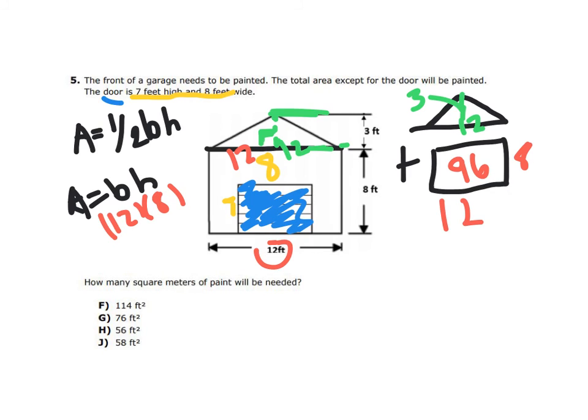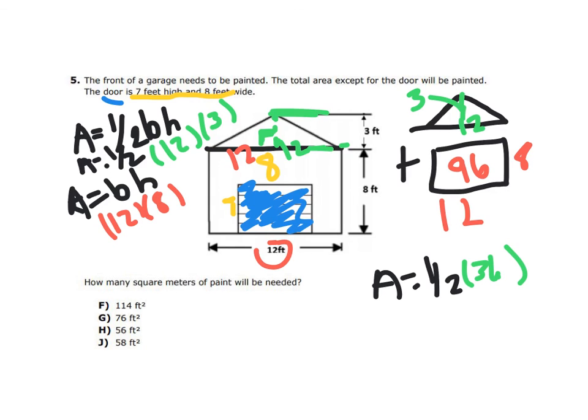So let's plug it in. So A is equal to 1/2 times the base, which is 12, times 3. 12 times 3 is 36. So I'm going to come down here and finish the problem. And half of 36 is 18. So my area of my triangle is 18.